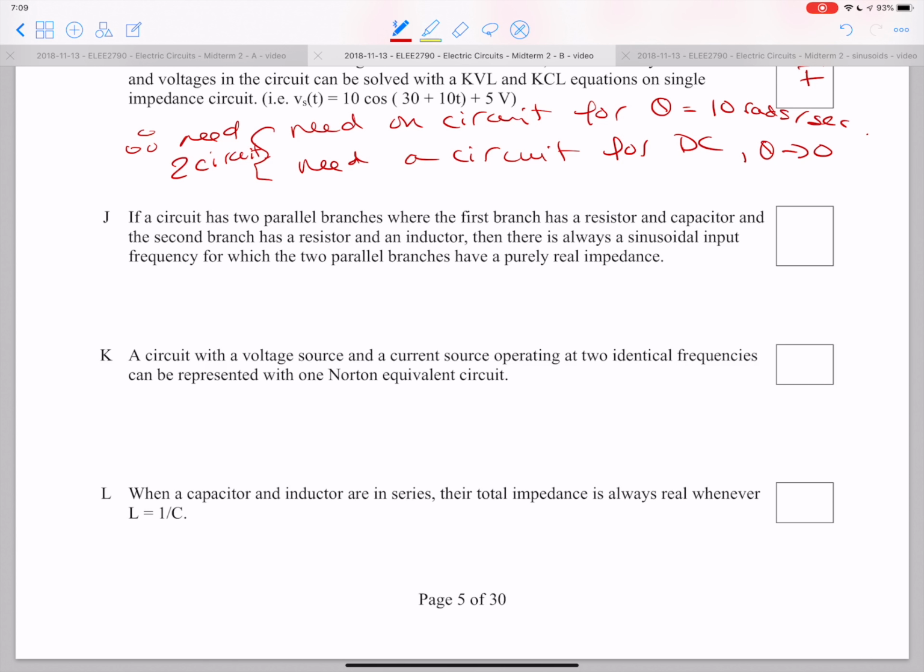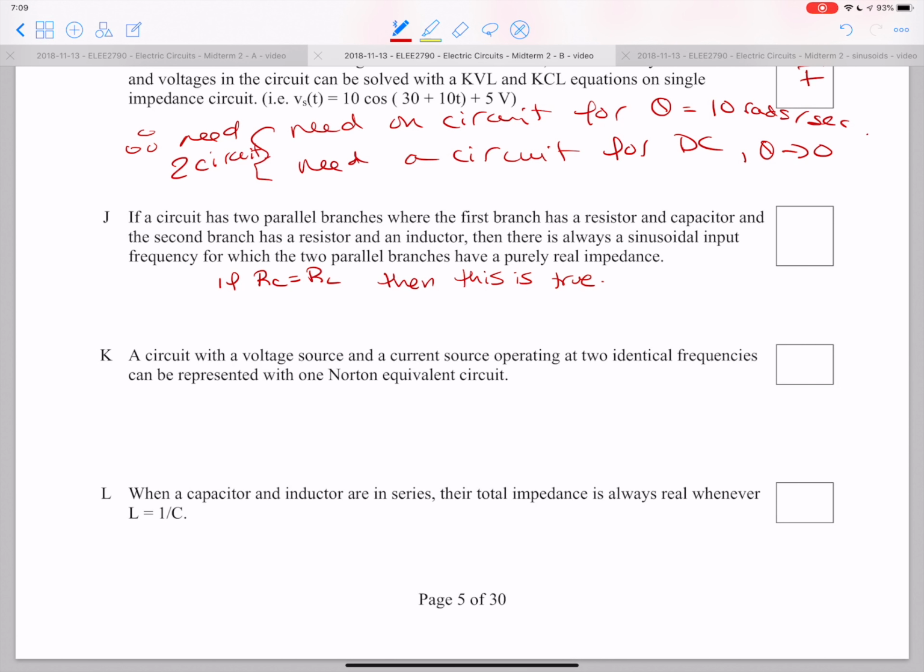Part J. If a circuit has two parallel branches, where the first branch has a series resistor and capacitor, and the second branch has a resistor and inductor, then there is always a sinusoidal input frequency for which the two parallel branches have a purely real impedance. Now we do know that if RC is equal to RL, in other words, the resistors in series with the capacitor and with the inductor have the same resistance values, then this is true.